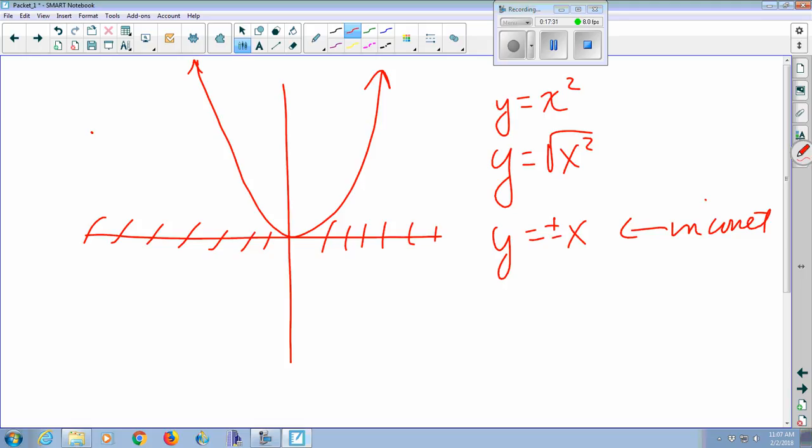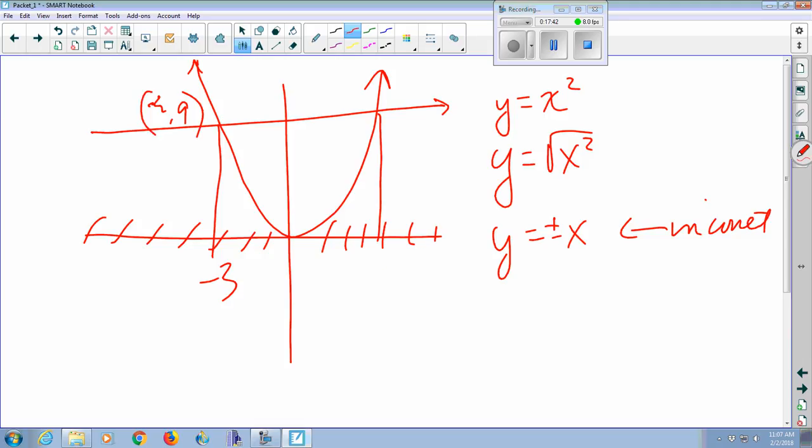All right, so you can see the horizontal line test is really going to mess with your mind a little bit, because if you were -3, you'd come out and be 9. And if you're +3, you come out and you're 9. It's not 1-to-1. So if you put 9 into your inverse function and square root it, you get 2 answers. And that's not a function.